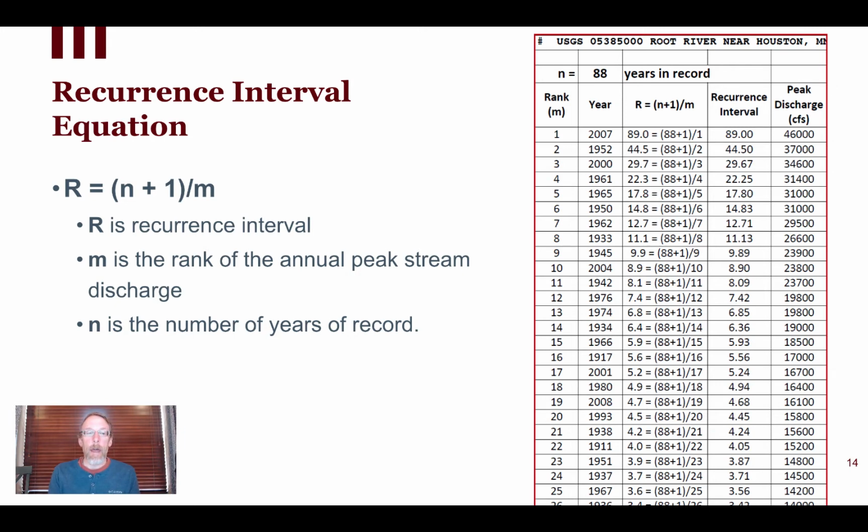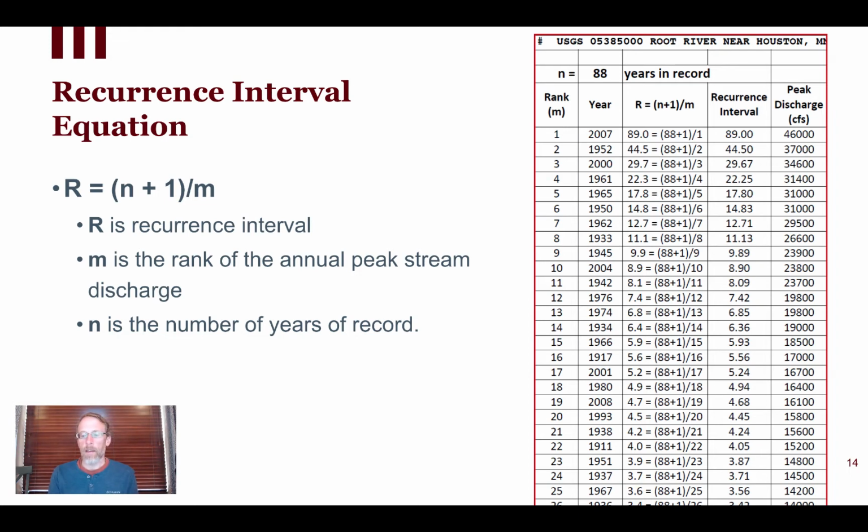But it doesn't matter. This formula is going to make the largest flood in your data set a recurrence interval that's equal to the size of the data set plus 1 year. So in this case, the largest flood has to be an 89-year event.